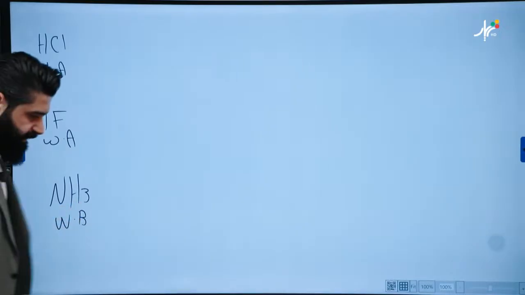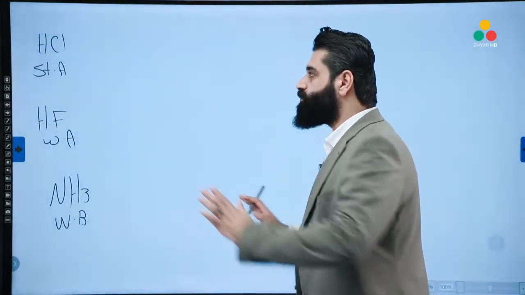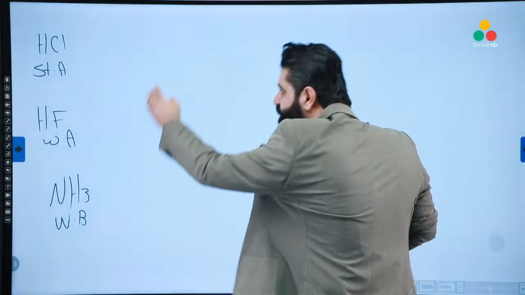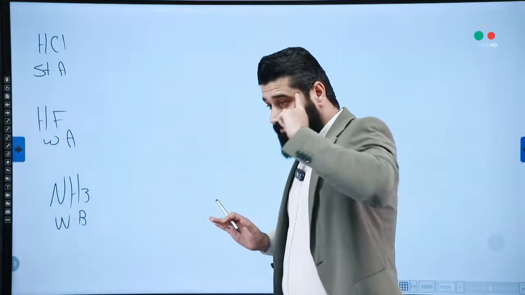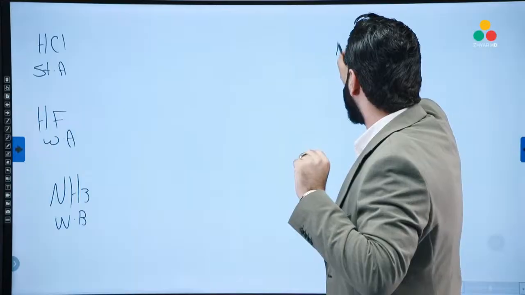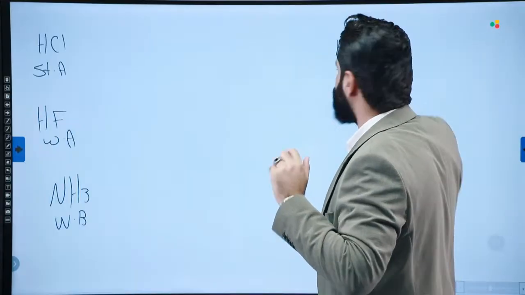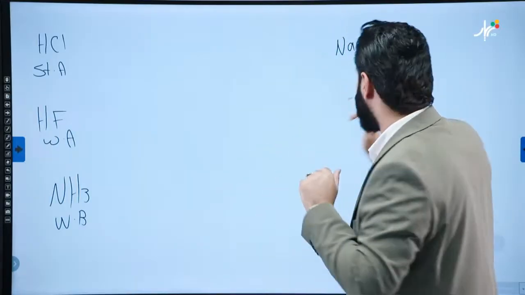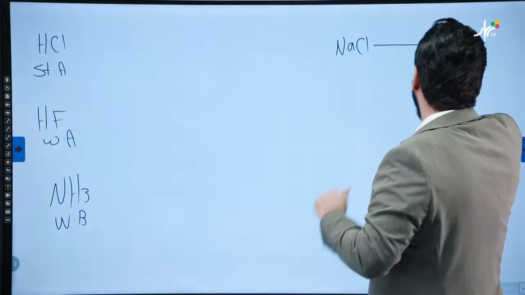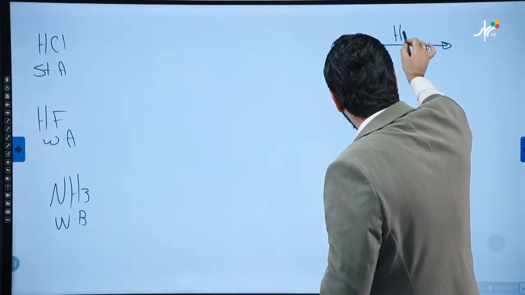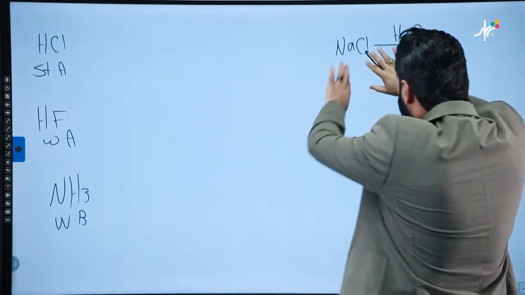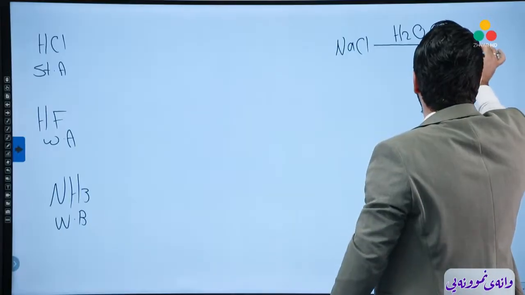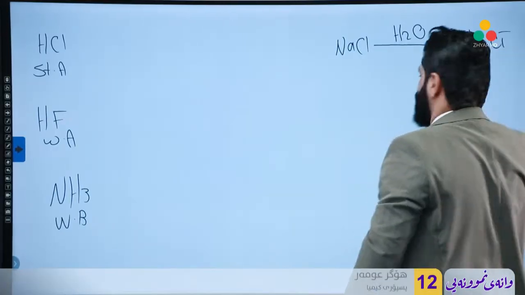So they ionize or they dissociate? They ionize. Be careful. How to write the ionization reaction for the following compounds? If you remember, NaCl, since it's a salt, it's an ionic compound, so it will dissociate. Water must be here, and then we will separate the ions, Na plus and Cl negative, right?